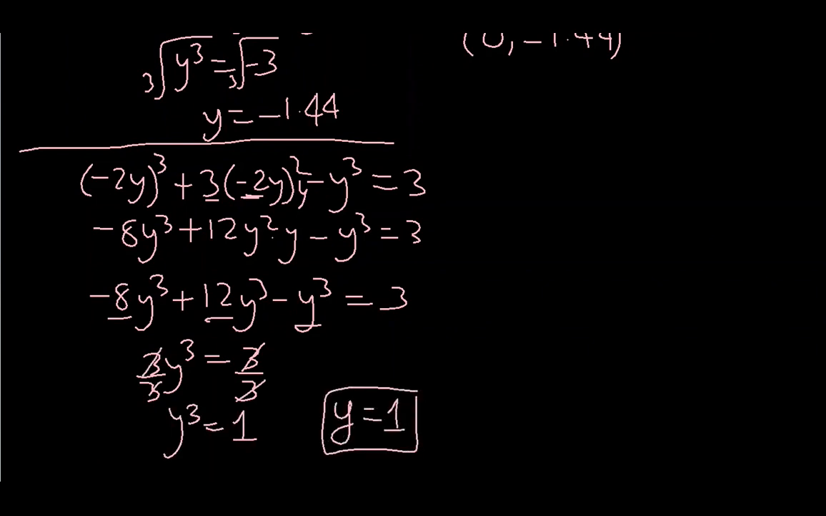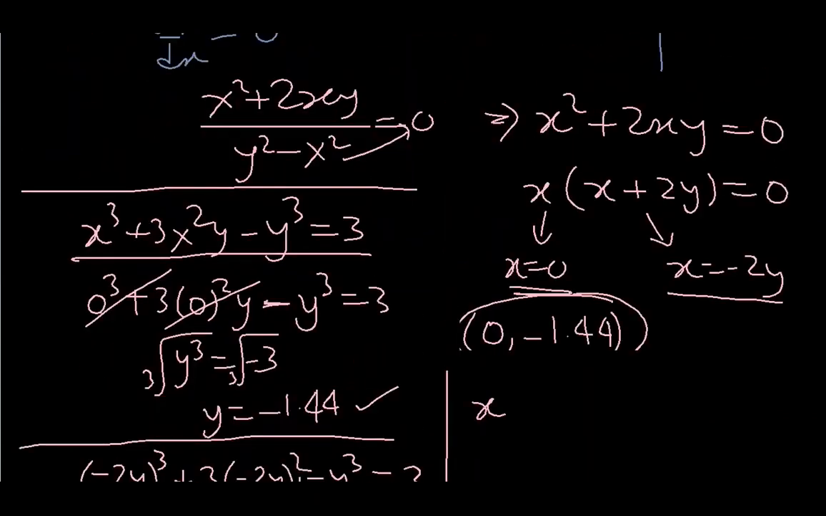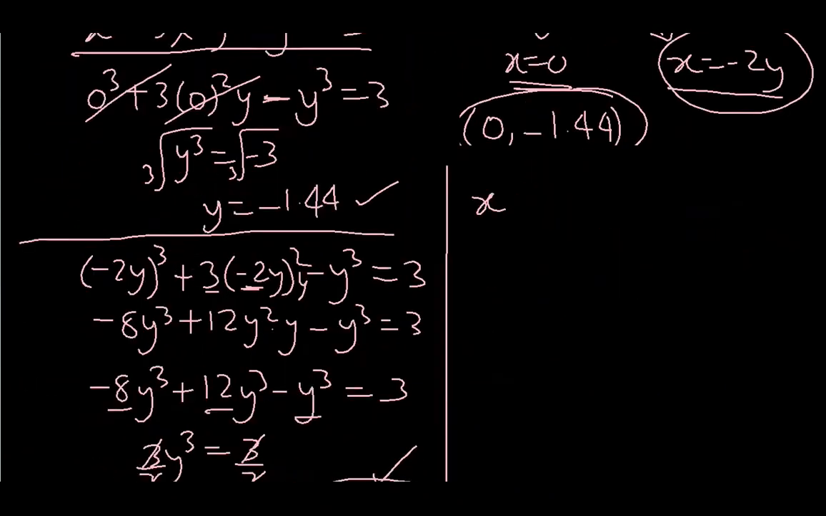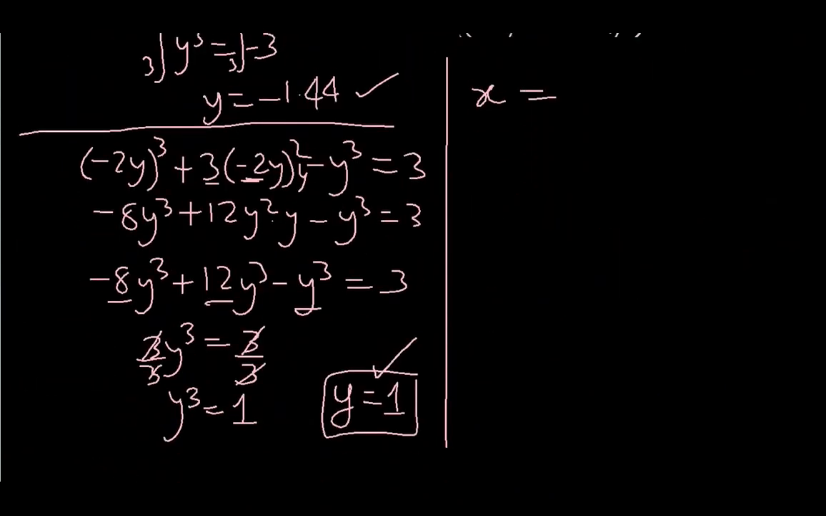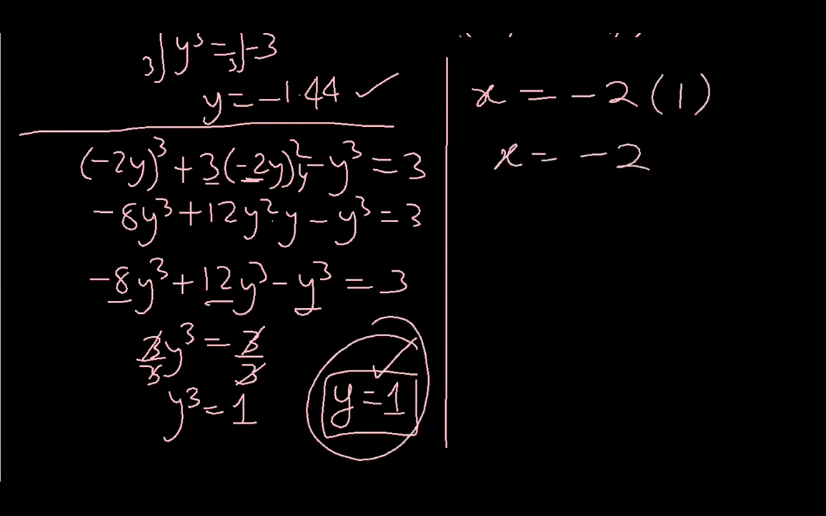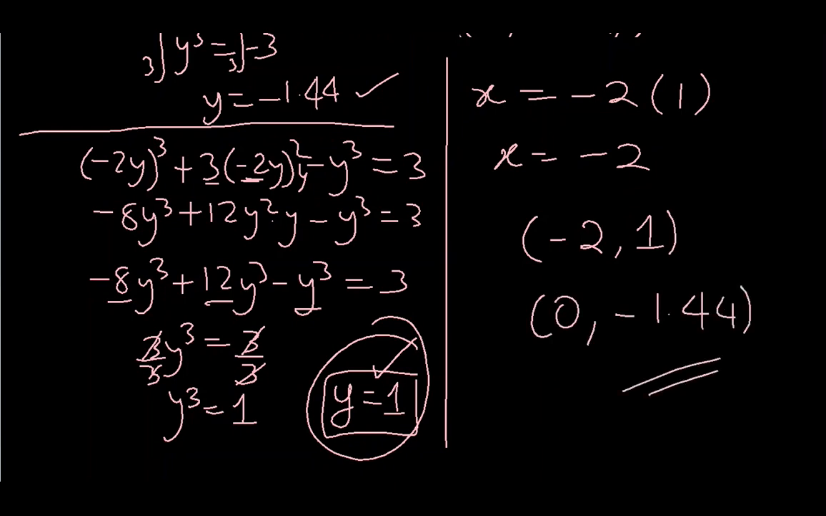So we got y coordinate 1, which is different from this. So we have to find the x coordinate now. And again, we'll use the same equation. That equation is here. x equal to minus 2y. So x equal to minus 2, and y we got equal to 1, yes, from here. So x equal to minus 2. So the second point, stationary point rather, is (minus 2, 1). The first one was (0, minus 1.44). That's it.